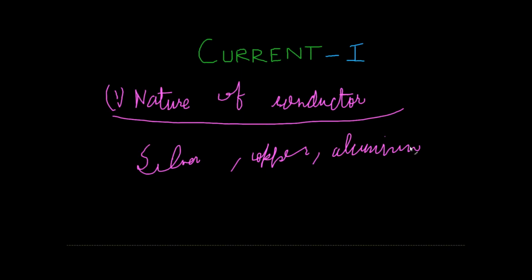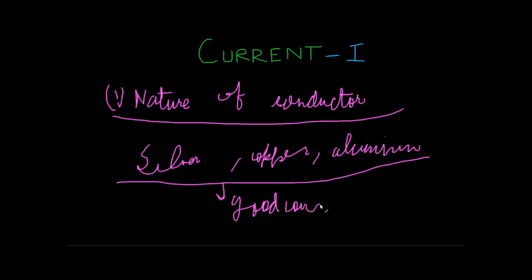Substances like this offer very little resistance. In silver, resistance is almost nil. These are called good conductors of electricity. So remember that good conductors of electricity offer very little resistance, and therefore they conduct electricity.